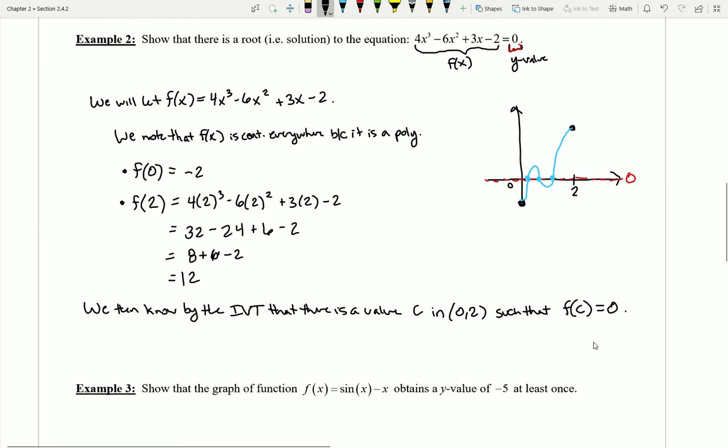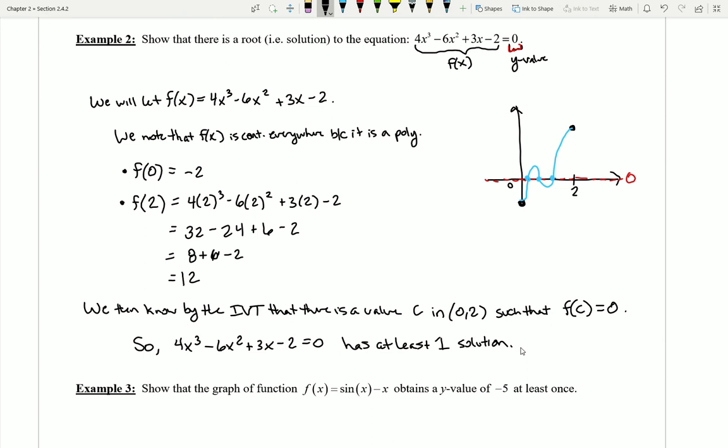Now, I'm not quite done because the question didn't ask me if this function equals 0. It asked me, does this equation have a solution? So I'm going to make sure that we conclude with that, which now I can state. 4x to the third minus 6x squared plus 3x minus 2 equals 0 has at least one solution. It might have more, but the intermediate value theorem has guaranteed me that there is one.